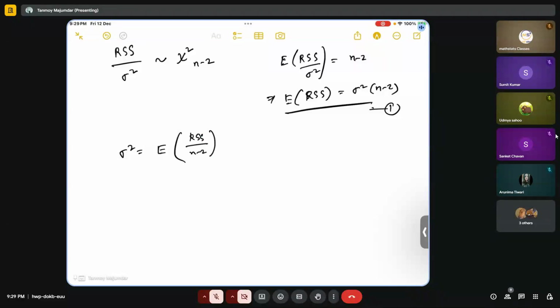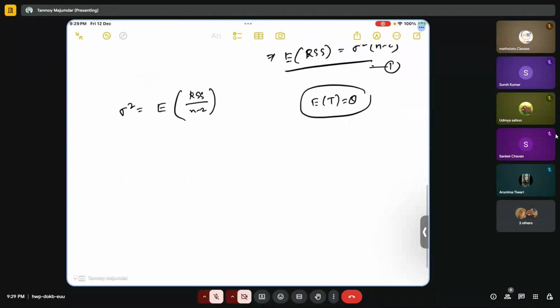So we know that if expectation of t equals theta, then we can say that t is the unbiased estimator of theta. Using that logic, we can write that our unbiased estimator of sigma square equals residual sum of squares by n minus 2. So we can use S square. S square is our unbiased estimator of sigma square. How will we denote it? S square equals residual sum of squares by n minus 2.